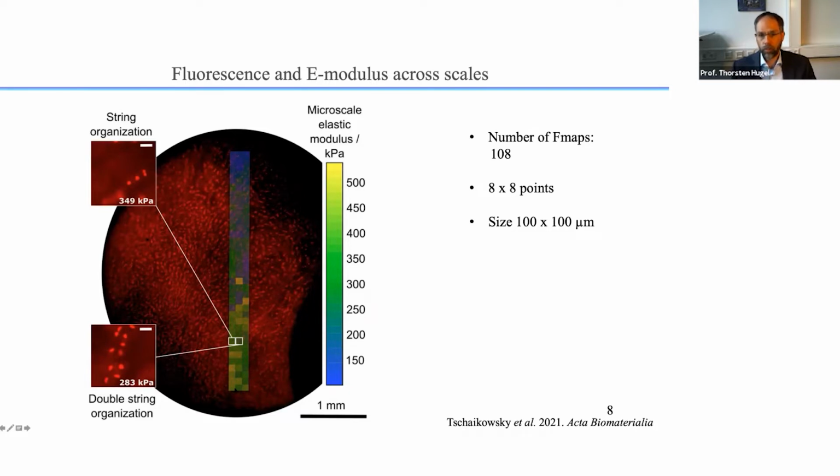Then you can do force maps on all these positions, 108 positions this was, and you can get the microscale elastic modulus on all these positions. And you see that the organization is basically higher here, so better. Cartilage here, it gets less. And you also see that the elastic modulus decreases here.